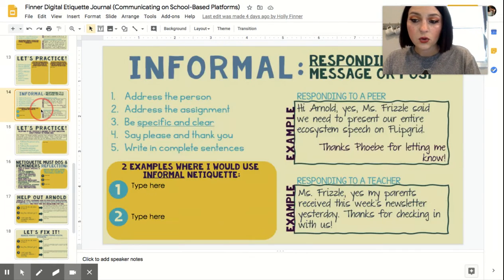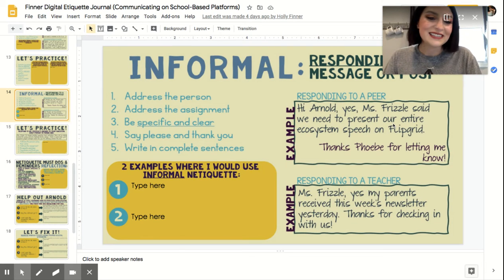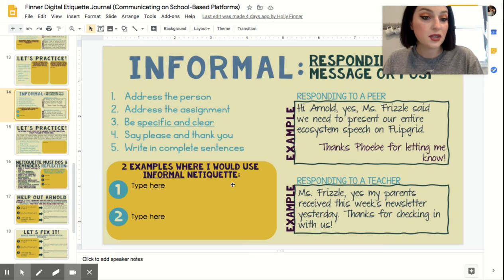All right. Oops, I almost forgot. You need to practice. So before we move on, I want you to think of 2 examples where you would use this informal etiquette, pause, and respond.